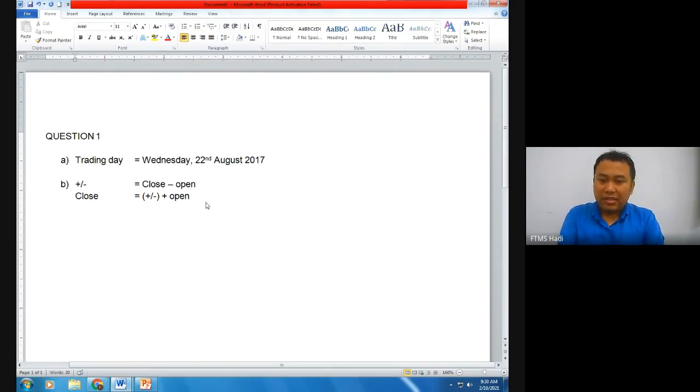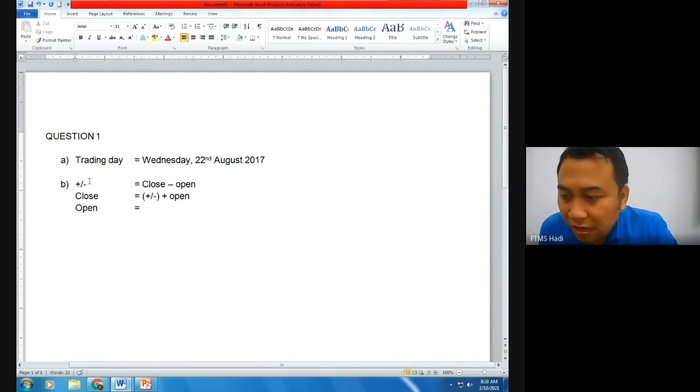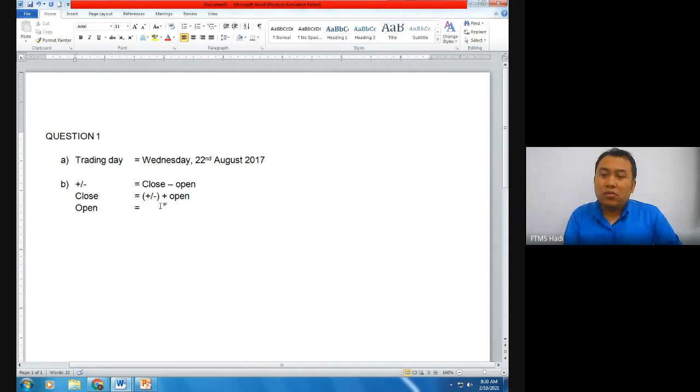If you want to find open, close goes to the left side, it will become minus close. The negative sign also brings to the left side. So it will be like this: plus minus, open, negative, plus. Close minus plus minus. That is how to find open by using an algebra function.